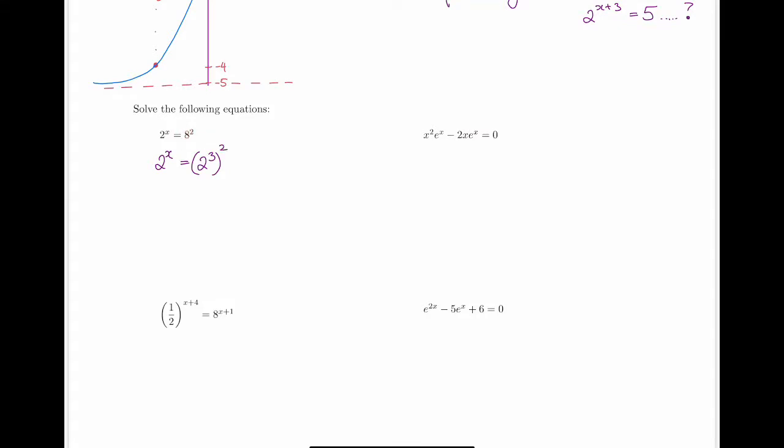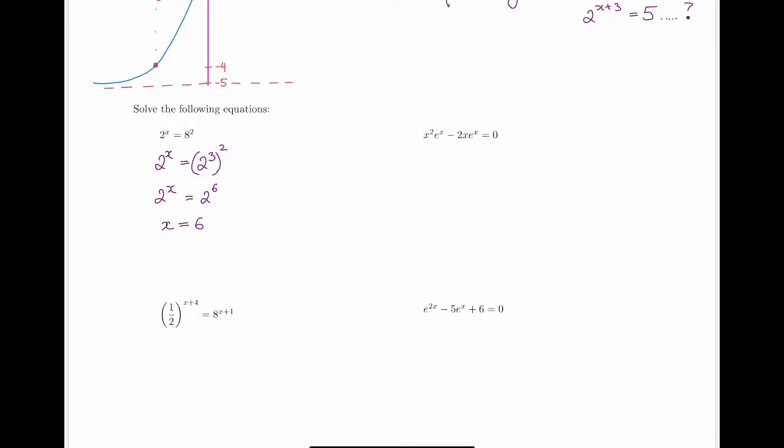I can simplify this expression on the right by remembering the exponential laws, that when I raise a power to a power, I multiply them, so I have 2 to the power 6. And now that I have the exact same bases, if the bases are equal, the exponents also have to be equal, which immediately gives me x equals 6.